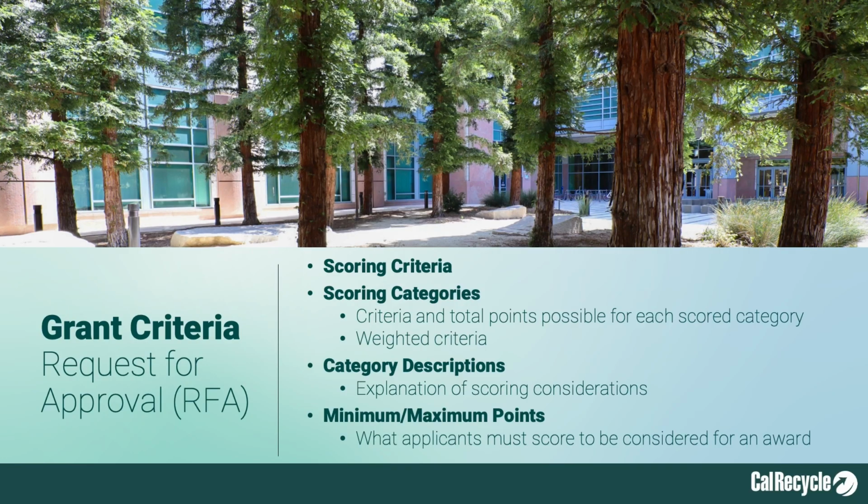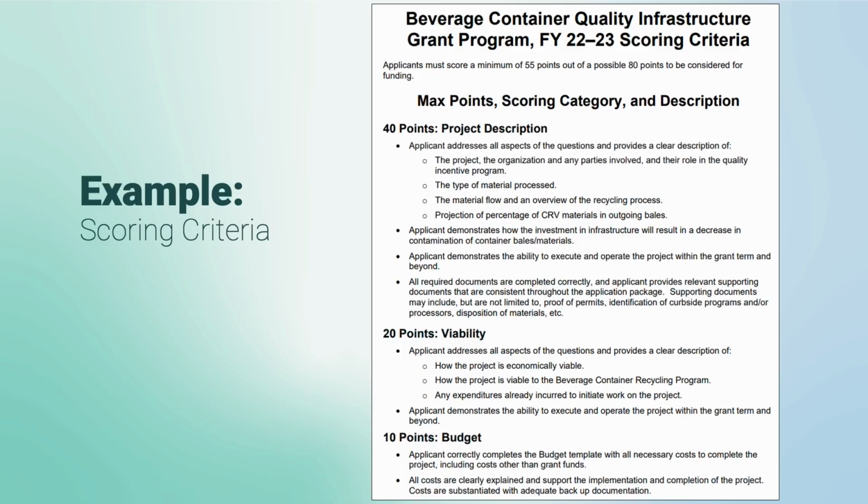Each category has its own set of requirements that must be addressed in the application. Some categories are weighted, meaning the score for one category may double, making it more impactful to the overall score. The scoring criteria also identifies the minimum score required to be considered for funding, along with the maximum score possible. This slide shows an example of the scoring criteria.